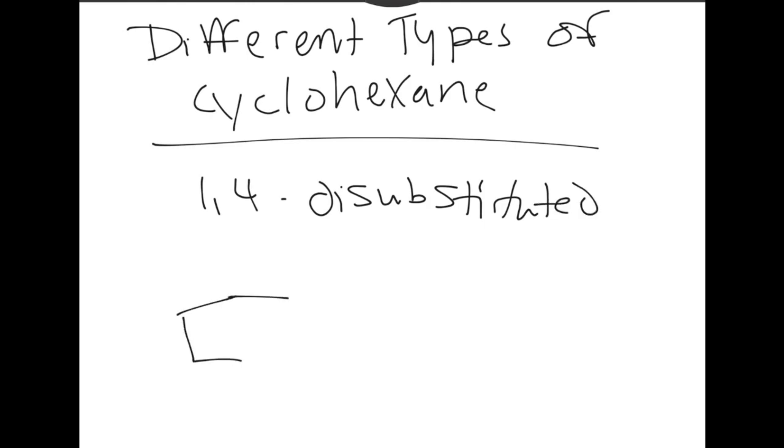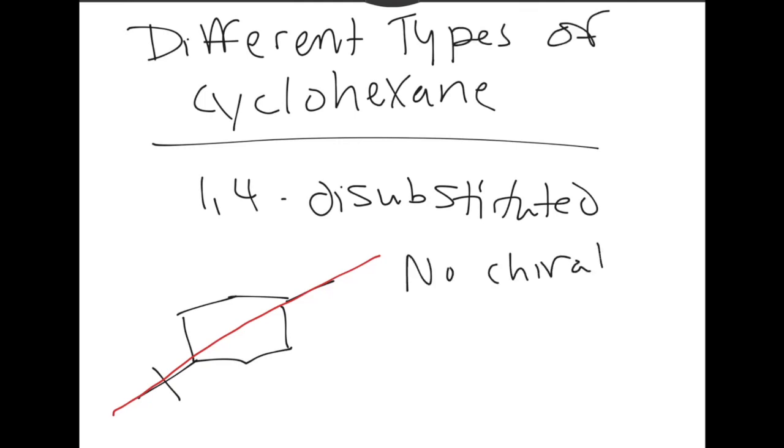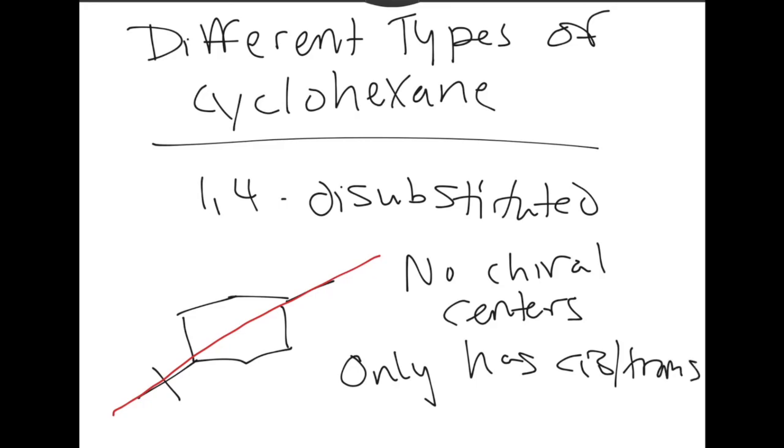Right, so you have groups on opposite sides of the cyclohexane. The first thing to notice here is there's a plane of symmetry. So there are no chiral centers. It only has cis and trans, right? You only have relative stereochemistry. The groups can either be on the same side of the molecule or on opposite sides of the molecule, and that's all you have in terms of stereochemistry.